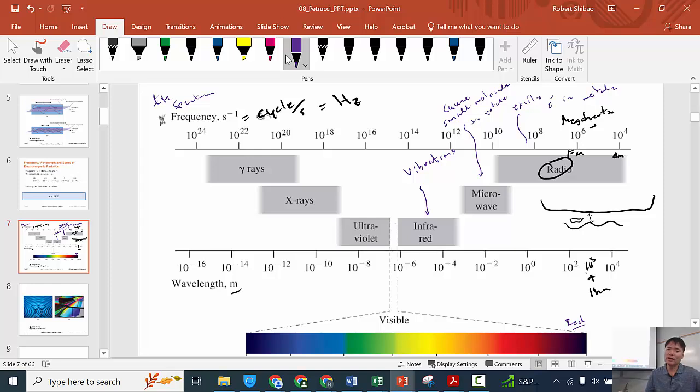But anyway, this is vibrations. Visible light causes electron excitations. So let's say you had colored coat hangers. Why you see the color in the coat hanger is because of visible light exciting electrons in matter.